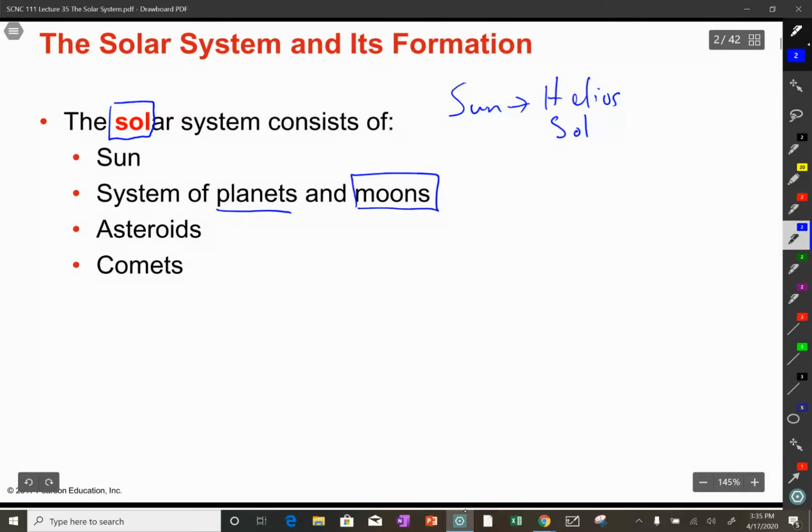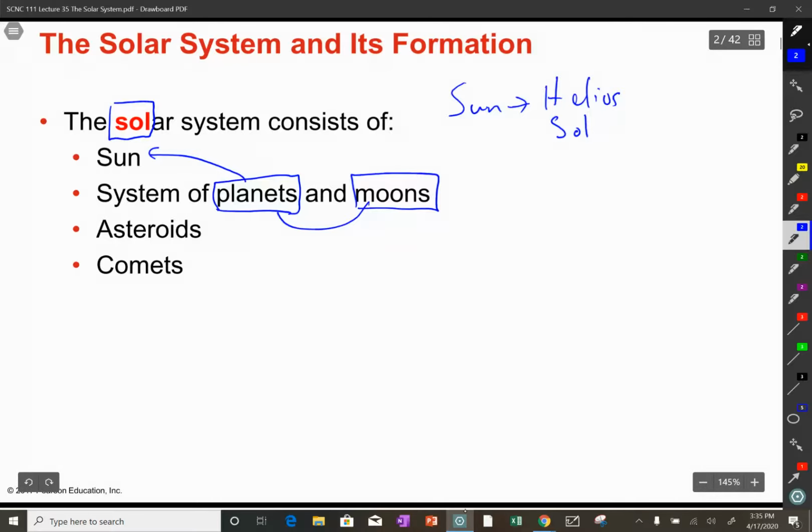Moons are objects that orbit planets. Planets are objects that orbit the sun. So I saw something recently on Quora saying, well, do moons orbit the sun? Well, yes, they do. In fact, the sun is a bigger influence on their orbit than the planet they're orbiting. But the closest thing they orbit is the planet, and then that planet and the moon together are orbiting the sun.